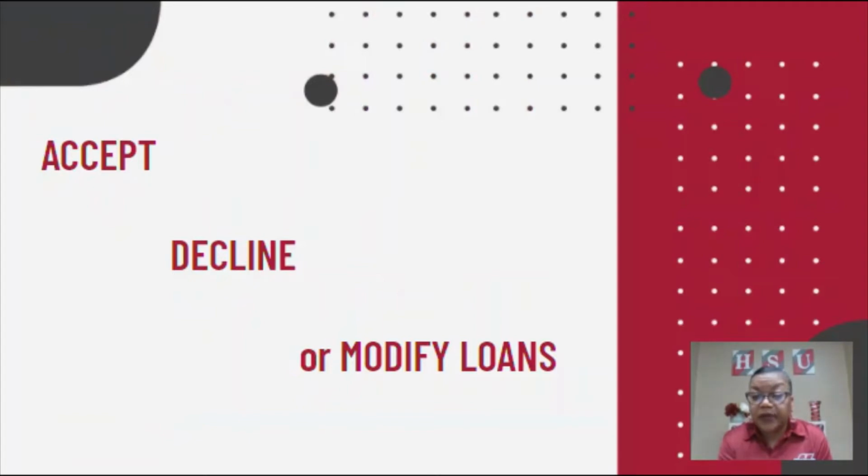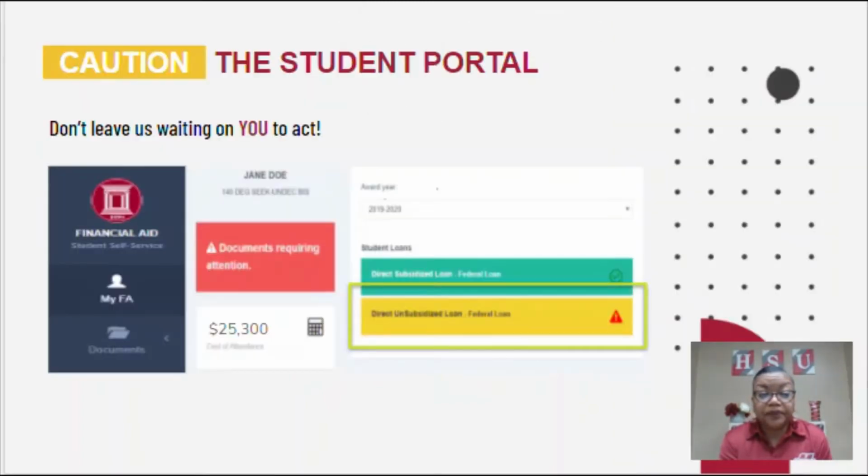Next, here is where we're going to discuss accepting, declining, and maybe even just modifying. You may not want as much of the loans that you've been offered, but you may want to modify the amount. Here's the caution. We've already done part of it. You took care of your FAFSA. You received your award letter. Now you will have to accept the loans. It will be highlighted in yellow when you're in your portal.